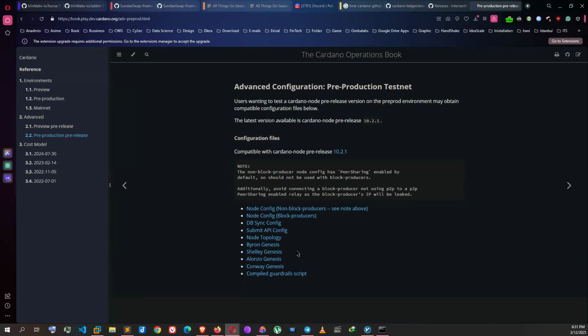The word Genesis, let me explain what this means. It's a starting point, like the beginning of that era, which means when that hard fork happened or when it's going to happen. So for example, actually, let me ask you guys, what was the first era? I forgot. Byron? Do you guys remember? Byron was the first, and then Shelley, and then Alonzo, and then Conway, if I remember correctly. Yes, there were a couple of eras in between, but those were the ones that required separate Genesis configs.